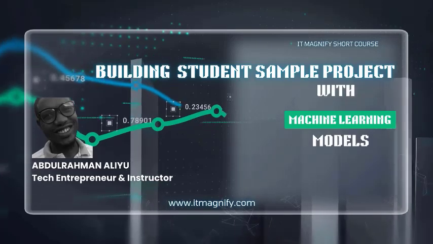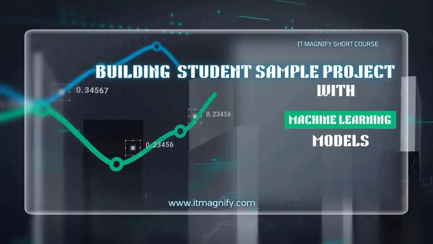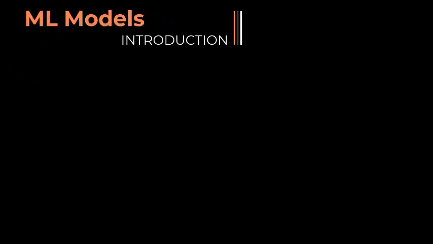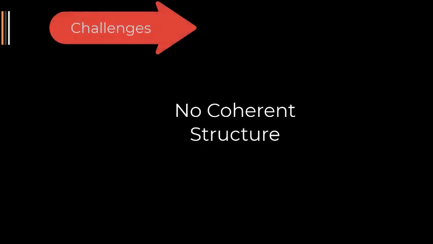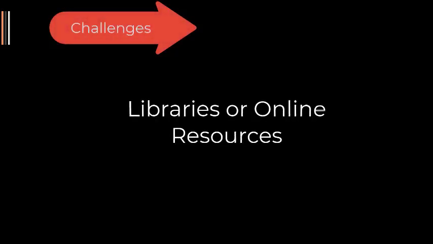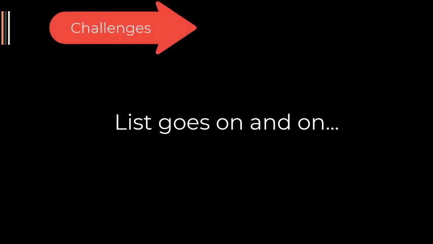In this short course, I'll teach you how to build an undergraduate student project from scratch using machine learning models. As a student, tackling your first academic project, you likely encounter some challenges such as establishing a clear flow of ideas, creating a coherent structure for your project. One of the biggest hurdles is often finding the right libraries or online resources to get your project off the ground. The list of challenges can seem endless, which is why this course is exactly what you need to get started.